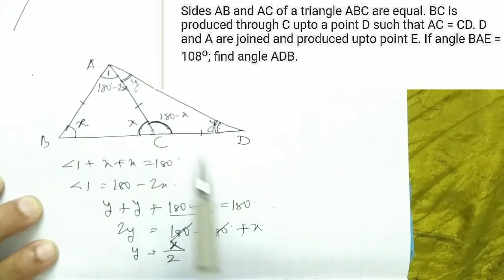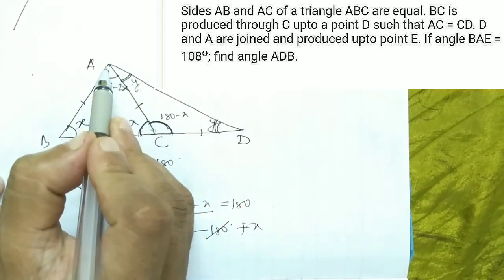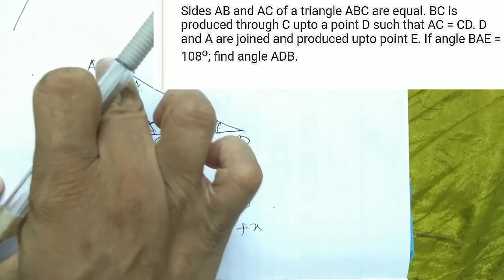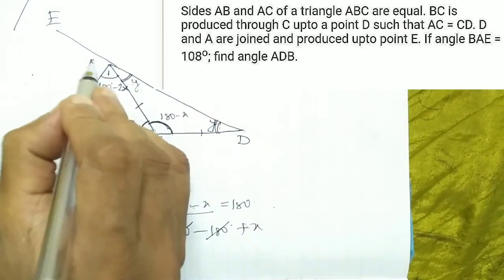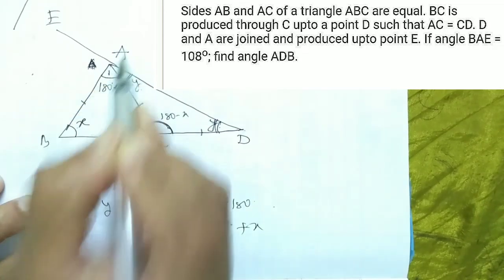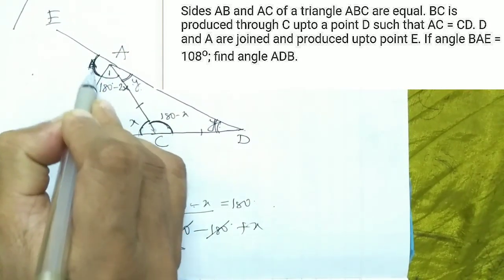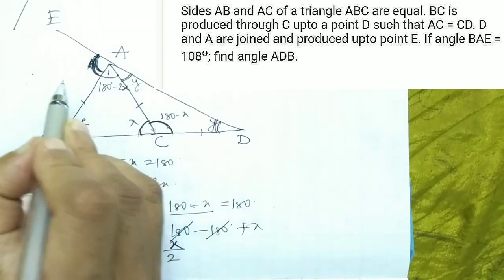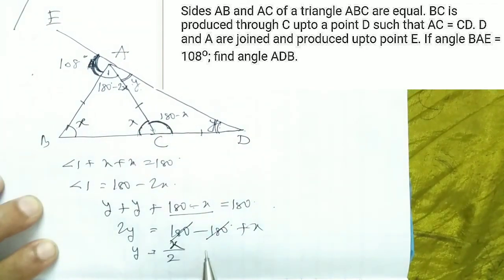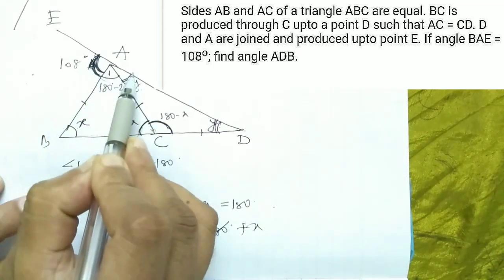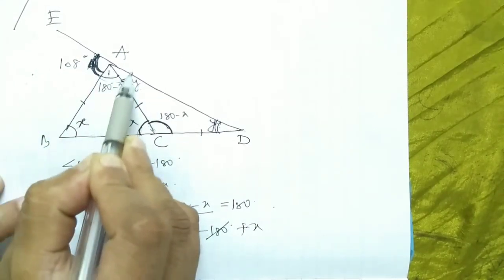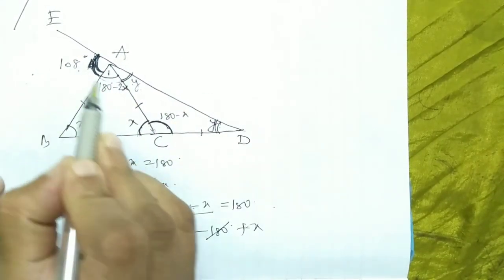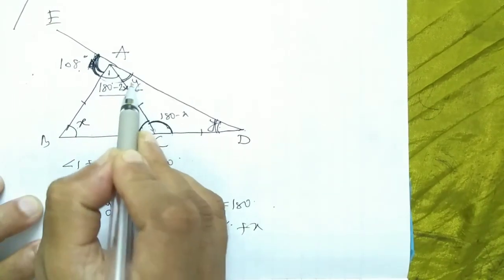Now the figure is not completed according to the question. In the question it is given that this DA is produced. Yes, you can see D and A are joined and it's produced up to E. This is E. And it's given that this angle, this much is given 108 degree. Now this total angle is 180 degree, since this is a straight line. So I can write that 108 plus this equal to 180 degree.